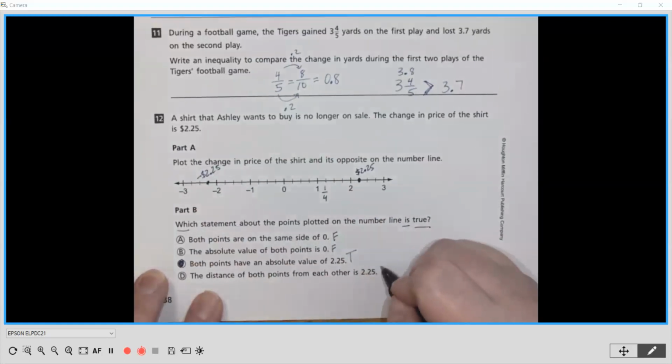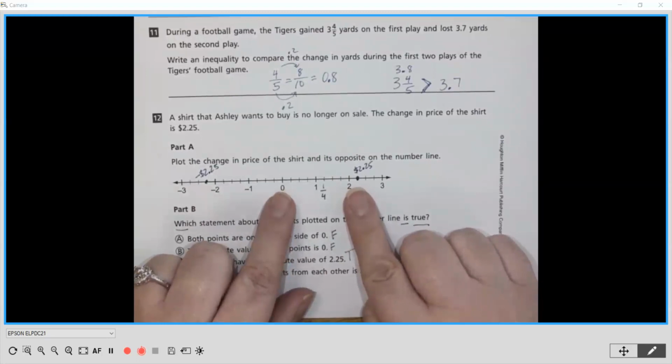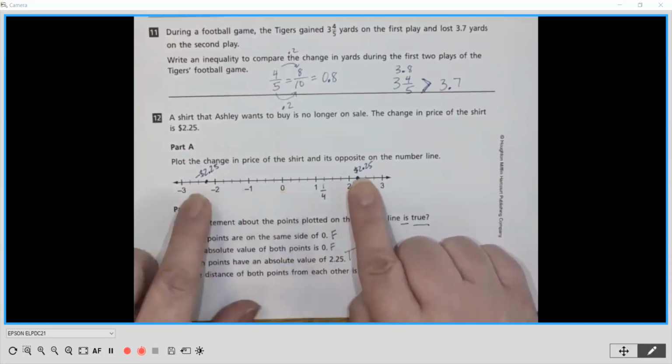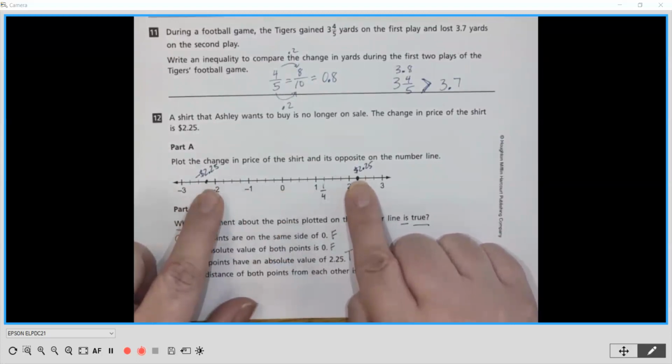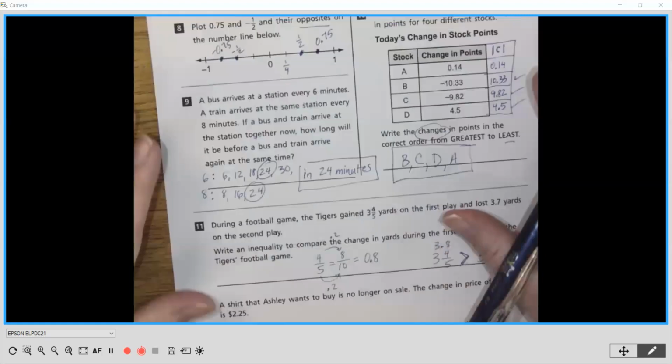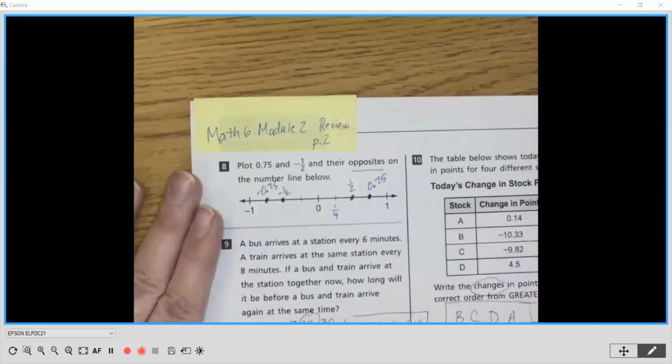That is false. Okay, each of the points is 2.25 away from 0, which means they're double that, 4.5 away from each other. Okay, so that is it. That is our module 2 review. That was page 2.